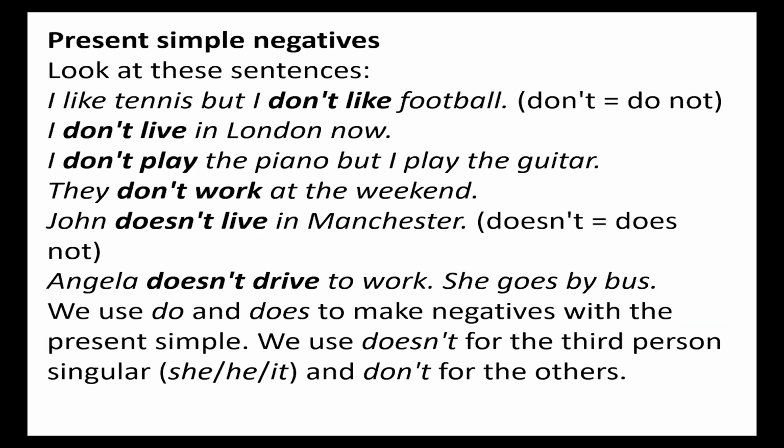In present simple tense, we use do and does to make negatives with the present simple. Like, I like tennis but I don't like football. I don't live in London now. So here we use does not for the third person singular, like when the subject is she, he, it, and we use don't for the others.